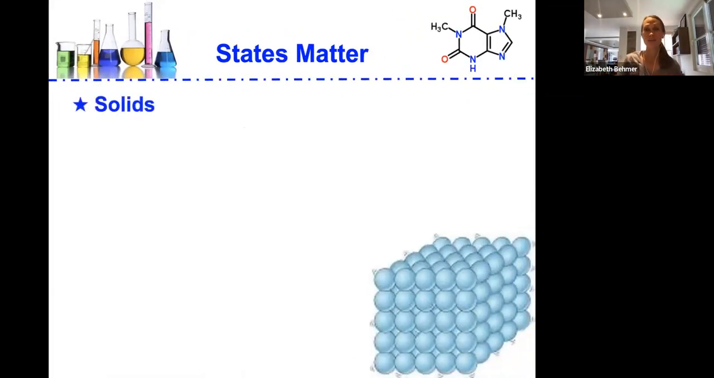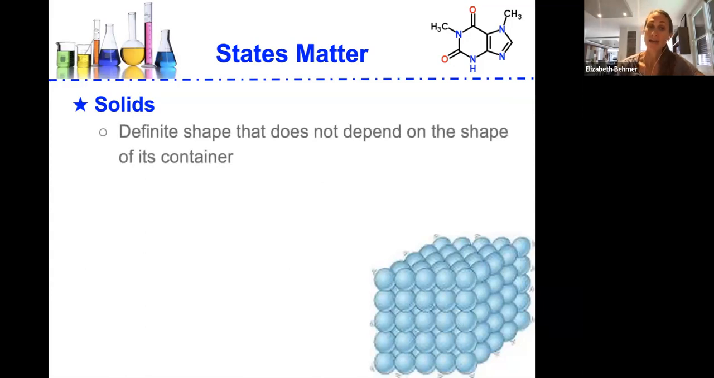And now let's go through the different states of matter. When we're talking about matter, we can have solids, which have a definite shape that does not depend on the shape of its container. That just means that if I have a container, let's say my water bottle, and I put solid rocks inside, the rocks will not change shape depending on the container I put them in. So a rock is an example of a solid. It does not depend on the shape of its container.